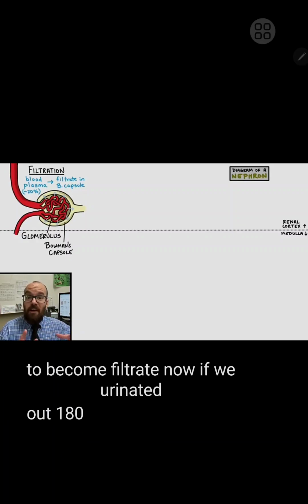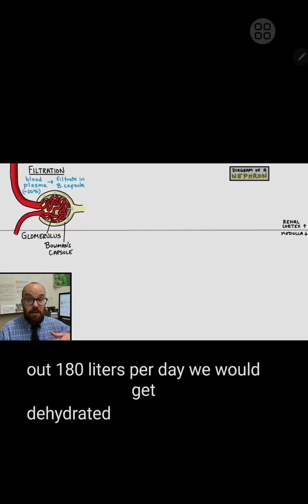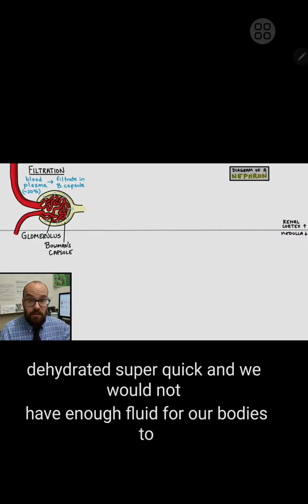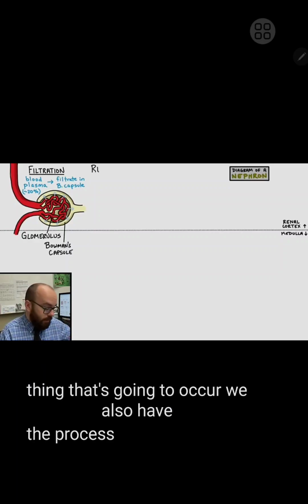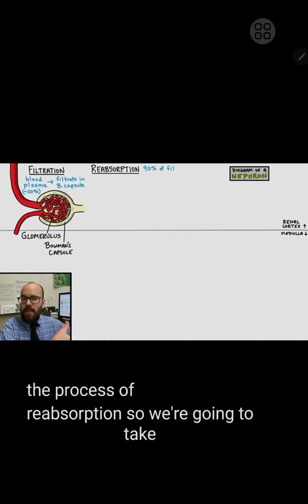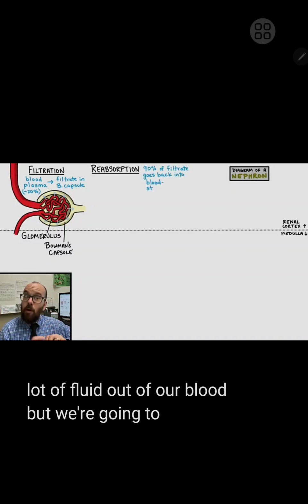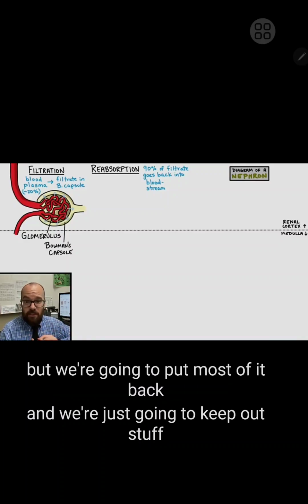Now, if we urinated out 180 liters per day, we would get dehydrated super quick and we would not have enough fluid for our bodies to survive. So luckily, filtration is not the only thing that's going to occur. We also have the process of reabsorption. So we're going to take a lot of fluid out of our blood, but we're going to put most of it back, and we're just going to keep out stuff that we want to get rid of.